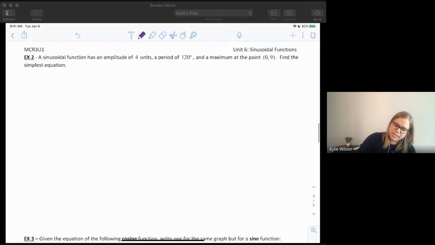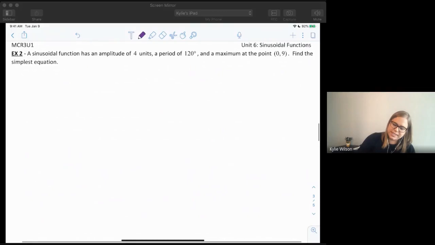So for example 2, a sinusoidal function has an amplitude of 4 units, a period of 120 degrees, and a maximum at the point (0, 9). So we need to find the simplest equation. So let's take what we can get from this and figure out what key features this sine or cosine curve is going to have.